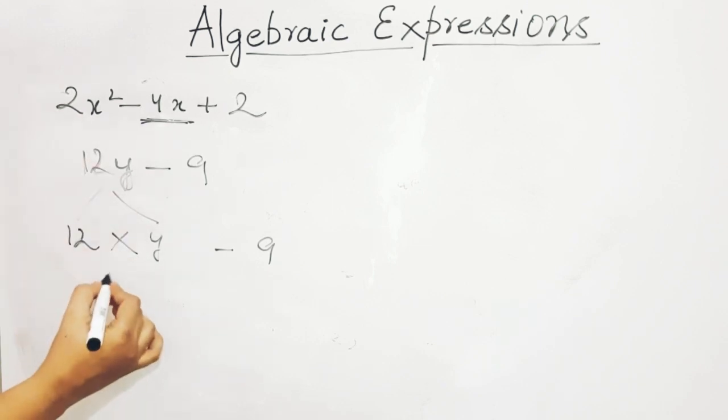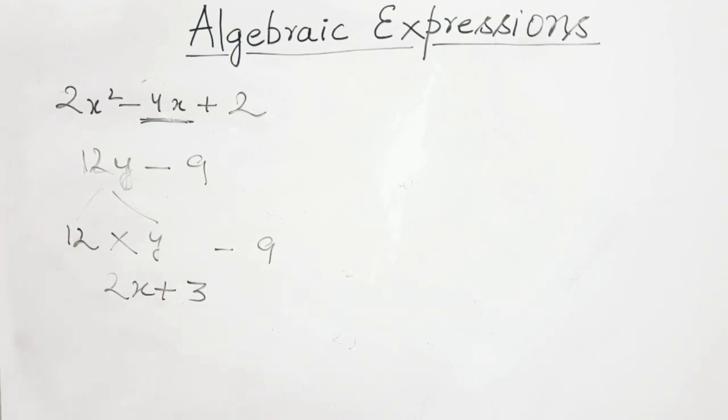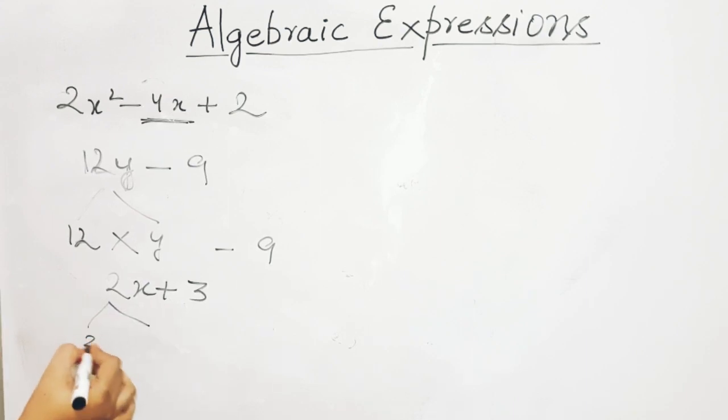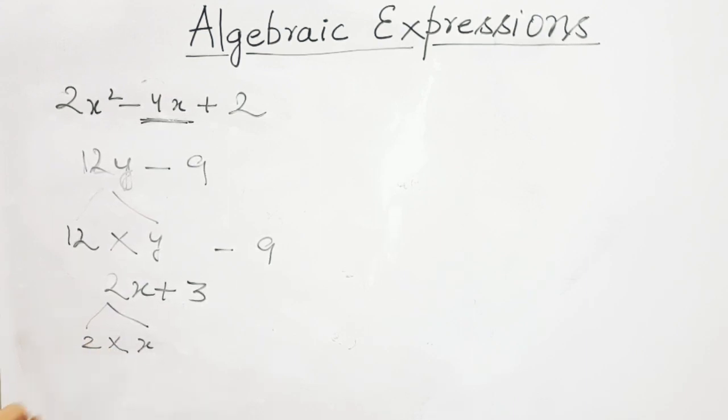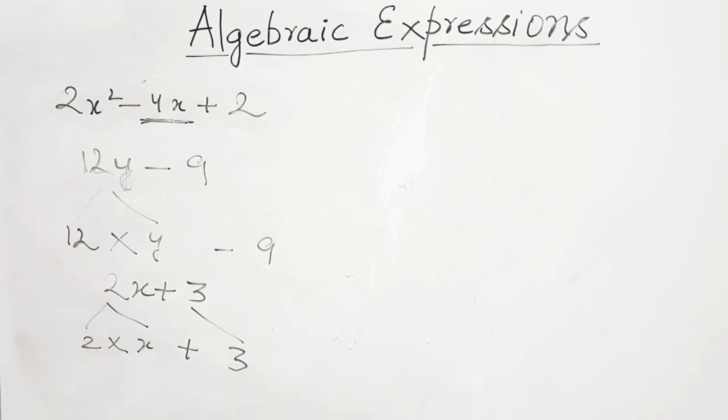Taking one more example, 2x plus 3. How is this algebraic expression 2x plus 3 formed? 2 is multiplied with x, and then 3 is added to the final product. What has happened? 3 is added to the final product. So this is how algebraic expressions are formed.